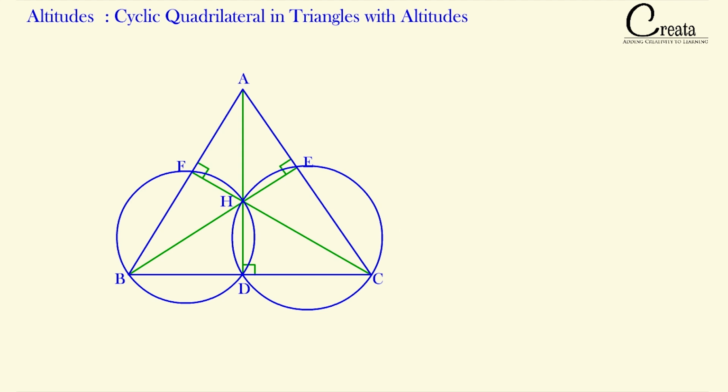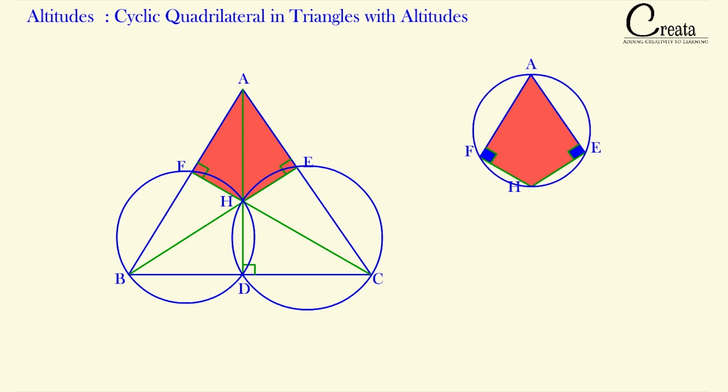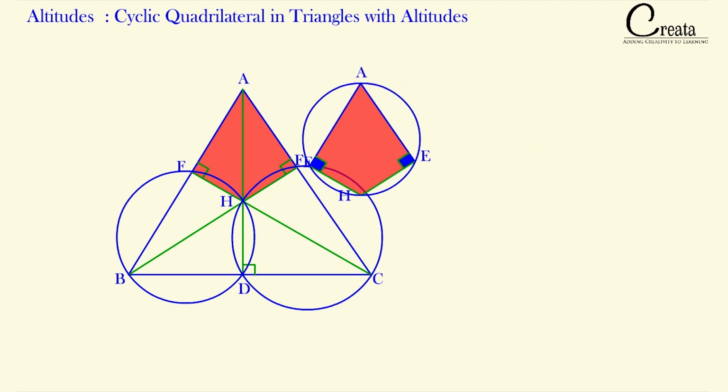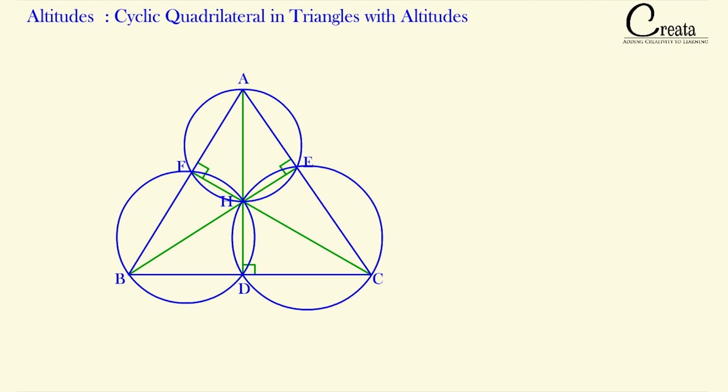Similarly, are you able to observe FHEA is also a cyclic quadrilateral? Here angle F plus angle E is equal to 180 degrees. So we got 3 cyclic quadrilaterals in this.